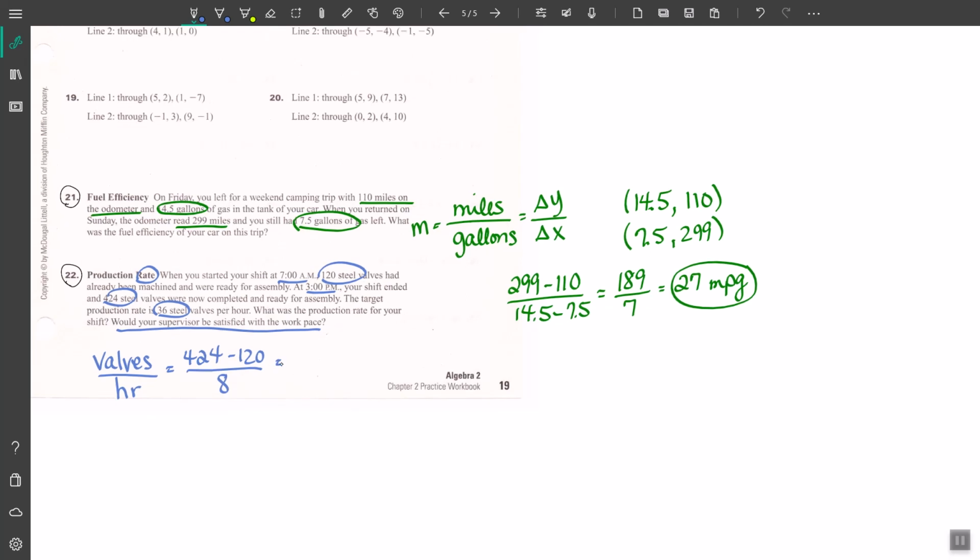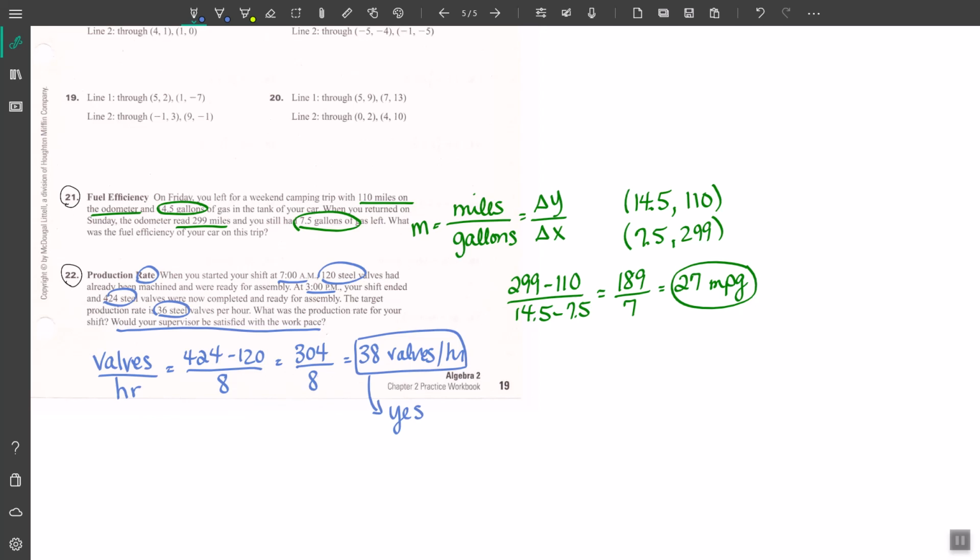All right, 424 minus 120 gives us 304 valves that we completed in this 8-hour shift. So that means that our rate of production was 38 valves per hour. Now we can go back and answer the last question. Would your supervisor be satisfied with the work pace? Well, we go back up and see that the target the supervisor wanted us to hit was 36 steel valves per hour. So yes, we actually exceeded that goal, and so the supervisor would be satisfied with the work pace.